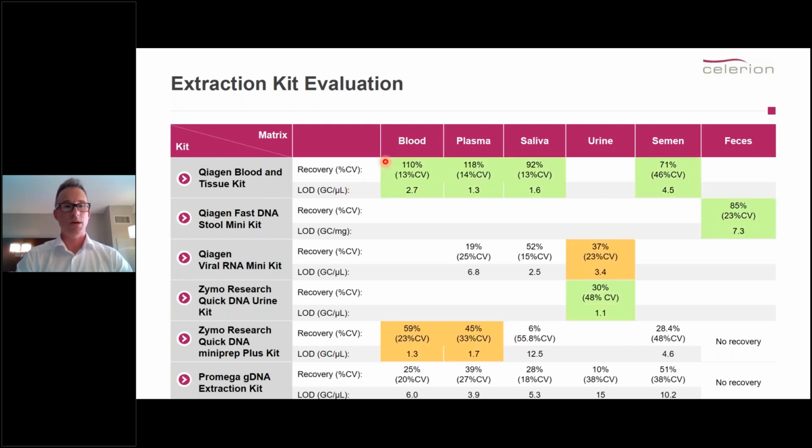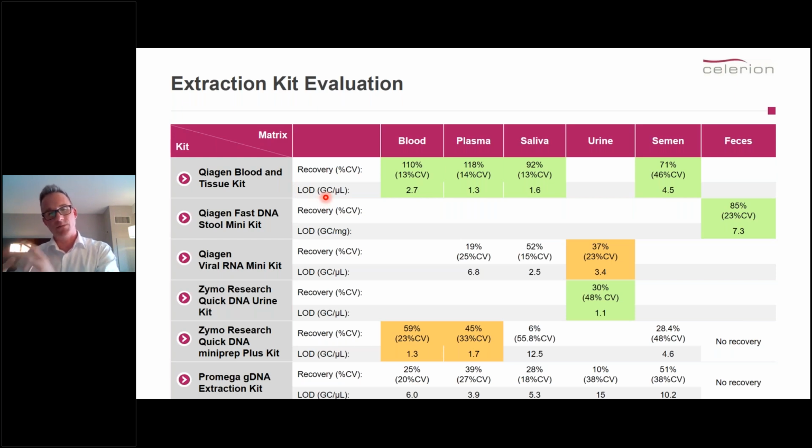So on top came the QIAGEN blood and tissue kit for blood, plasma, saliva, and semen, with a percent recovery close to 100%, semen slightly less. It does take a slightly modified protocol as well, where you need to add a DTT. The limit of detection is very important, and this is why this extraction kit needs to be part of the development and validation process, because the limit of detection changes with every kit. It's not the same for 2 manufacturers, because the amount of matrix you can add per kit varies dramatically. So the limit of detection, here expressed as genomic copy per microliter, is different for each and every one of those methods, and this is the actual LOD.